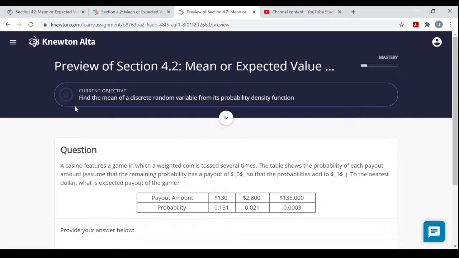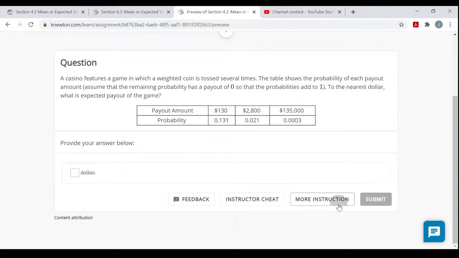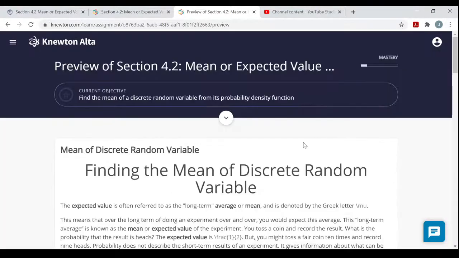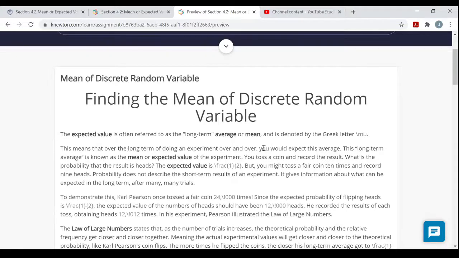All right. Now here, we've already seen this. Find the mean. Now I do want to get into the instruction here because it does go into more detail as to what the mean or the expected value of a random variable means. So into more instruction. So finding the mean of a discrete random variable.